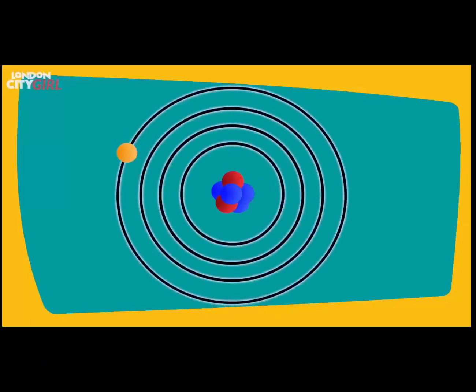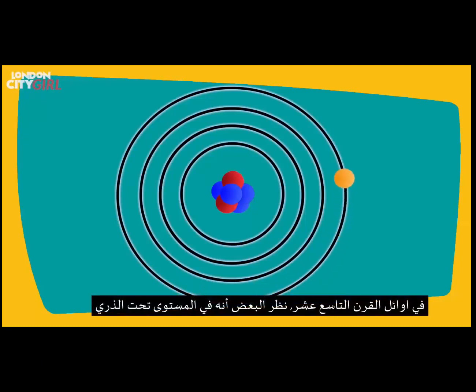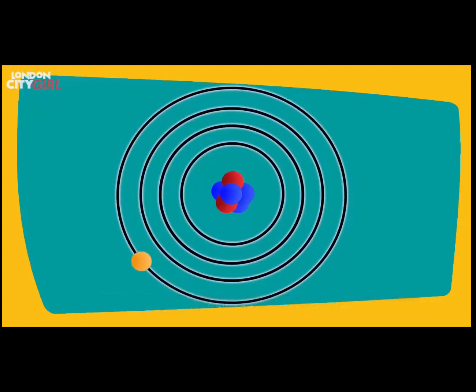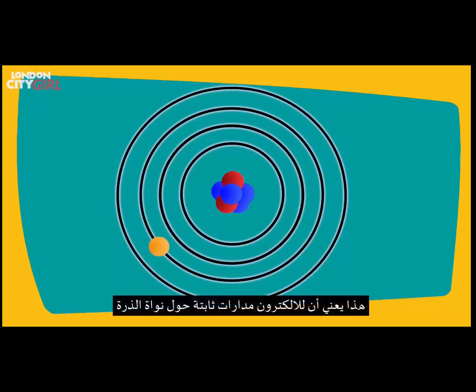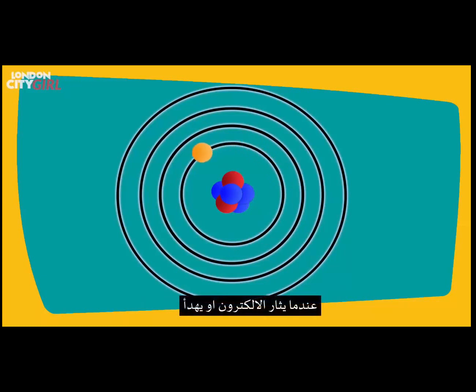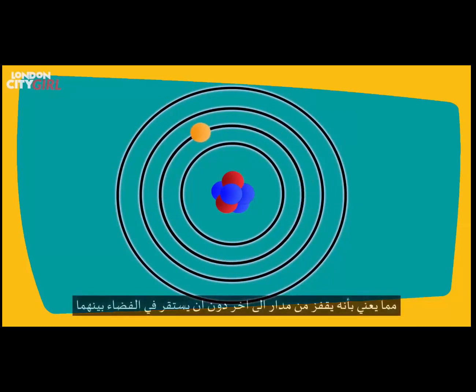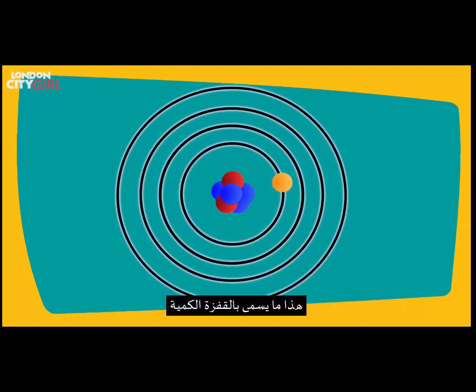Quantum leap. In the early 19th century, it was theorized that at the subatomic level, energy can only be released and absorbed in discrete indivisible units called quanta. This means electrons have fixed orbits around the nucleus of the atom as their energy comes in discrete amounts. When the electron gets excited or de-excited, it will absorb or emit a specific quanta of energy, which will mean they leap from one orbit to another without inhabiting the space in between. This is called the quantum leap.